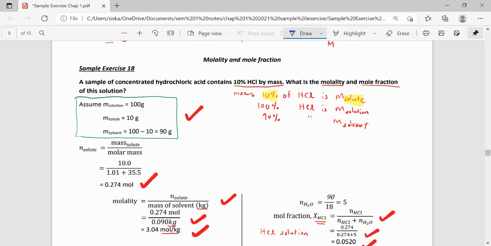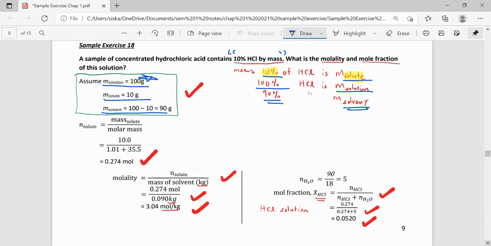Next one, let's look at this. This is the one that I want to highlight, that's the percentage by mass. What is the meaning of 10% of HCl by mass? So remember, it means that 10% will be solute, then 100% is solution, leftover will be solvent. So from the percentage by mass here, you can assume mass of solution equals 100 gram. Then the rest you can do on your own.